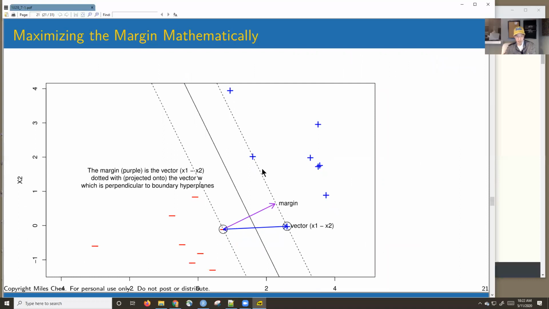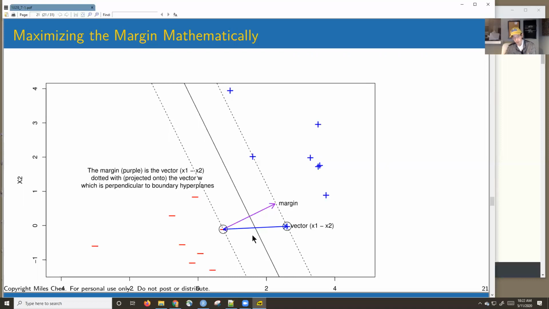All right, so this purple vector is the margin, and that is the result of projecting. So there's a vector, some vector x1 minus x2. It could either be this, or technically this vector. If you just pick one point on this hyperplane and one point on this hyperplane, then the vector that connects them will be x1 minus x2. So if you call this x1 and this x2, the vector that connects them will be this.